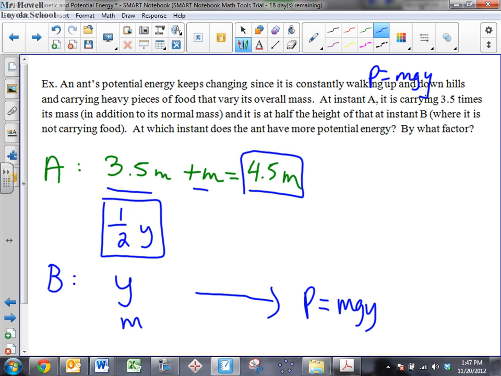But at point A, what is the mass now? It's no longer m. It's 4.5 m. G is still g. And what is the height, rather?